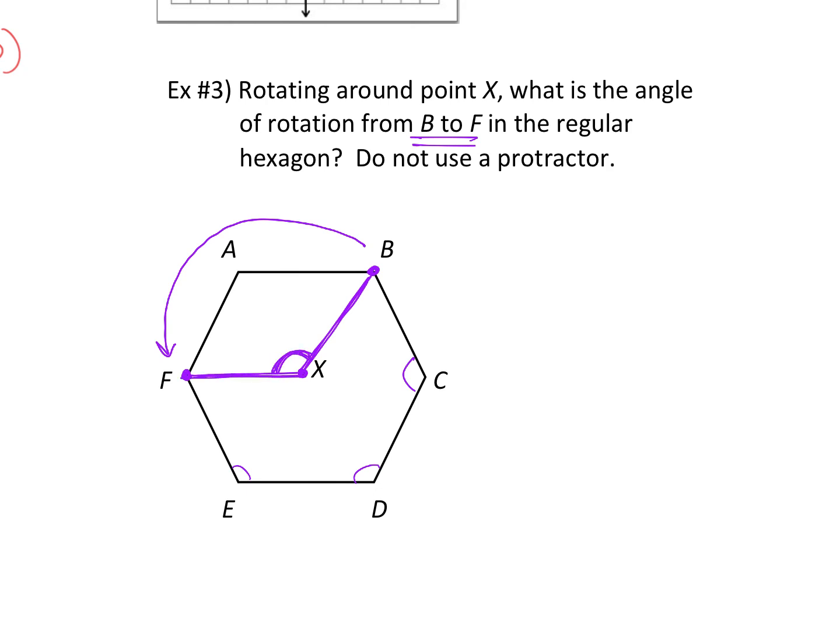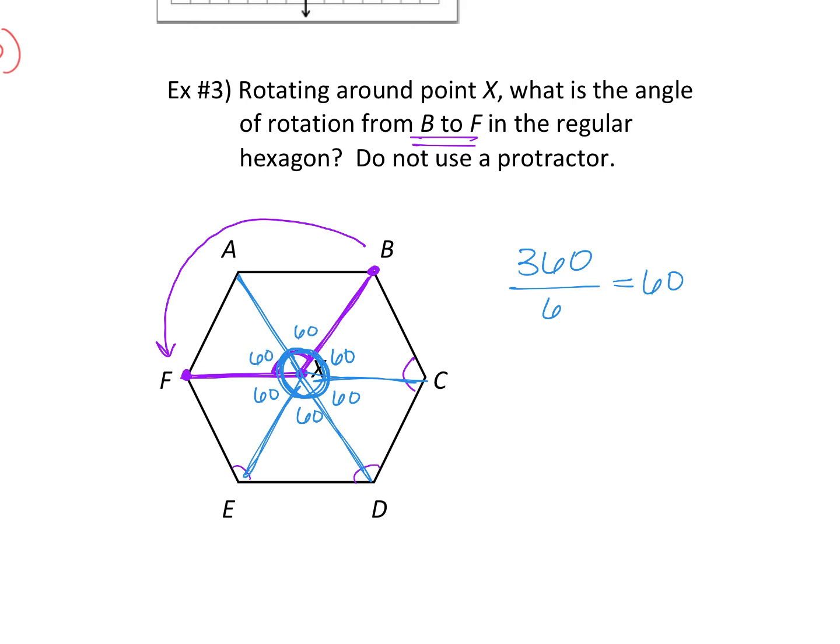How would I find this angle? Can anyone tell me this angle? 360, right? And it's a regular hexagon. Divide by 6. So you're going to take 360 and divide by how many angles you would have, right? This would be 6 total central angles. Okay, so 360 divided by 6 is 60. That means every one of these central angles is 60 degrees.